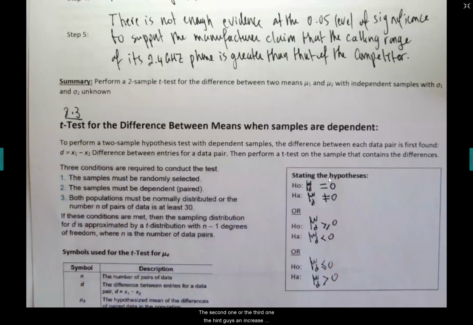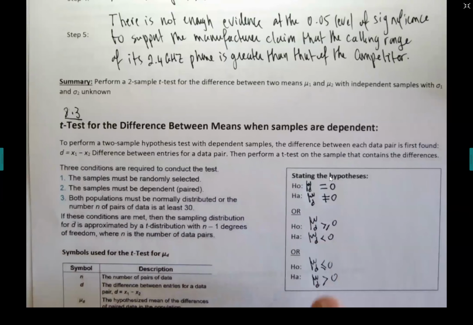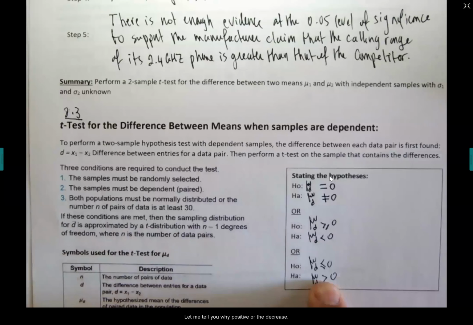The hint, guys, an increase means you have to look for this. A decrease, you have to look for that. And let me tell you why positive for the decrease. Here's an example.